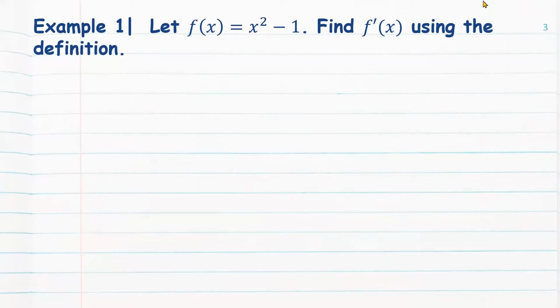Let's have example 1. Let f of x be equal to x squared minus 1. Find f prime of x using the definition. So since here we are asked to find the derivative of f of x equals x squared minus 1 using the definition, then we will start our solutions with the definition of the derivative. So we have here f prime of x is equal to the limit of f of x plus h minus f of x all over h as h approaches 0.